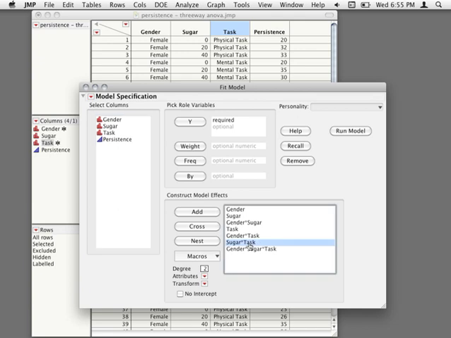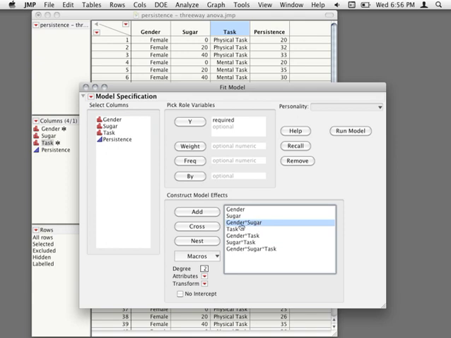The sugar by task is saying, does the effect of task have a different effect at different levels of sugar? Then there's this weird one that's sort of difficult when you first come across three-way interactions to think about. The gender by sugar by task interaction is saying, do the interactions that occur at the lower level differ? So, for example, if the effect of the interaction is always that the first variable exaggerates the effect of the second, you may not have a three-way interaction.